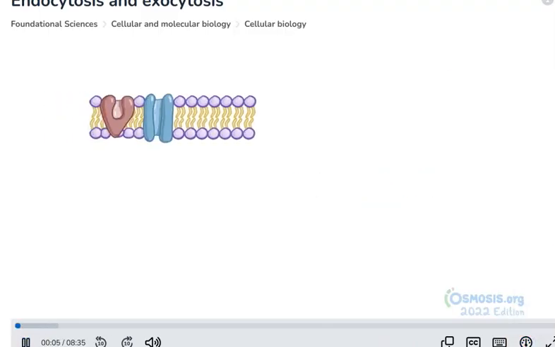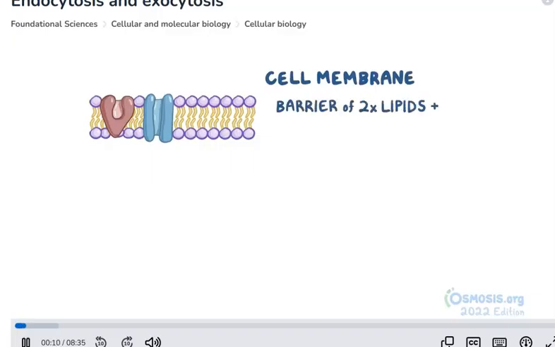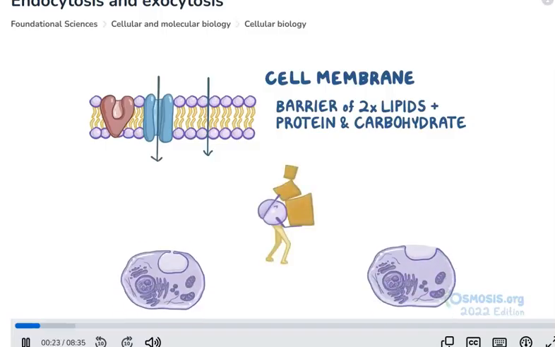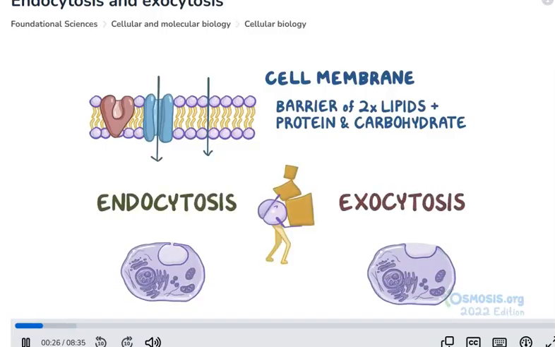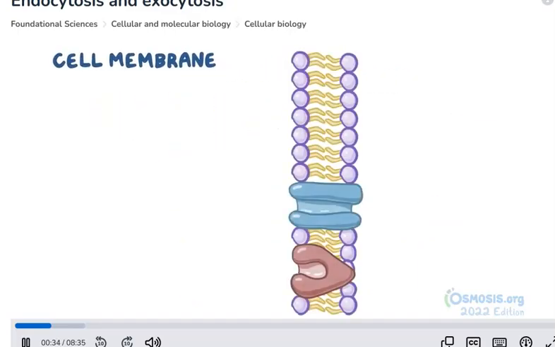Cells transport material in and out across their cell membrane, which is a barrier made up of a double layer of lipids with embedded protein and carbohydrate components. Some molecules can diffuse across the membrane, or be transported across with the help of membrane-bound proteins. For transport of larger cargo, however, cells use endocytosis and exocytosis to transport material in and out of the cell, respectively. There are roughly 5 categories of molecule that try to get across the cell membrane.